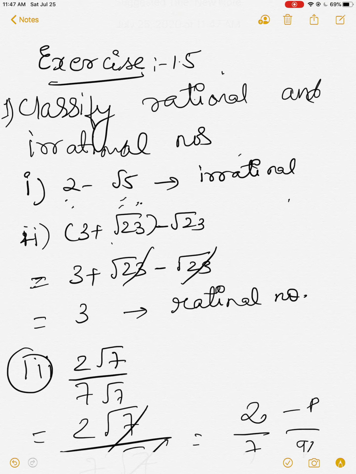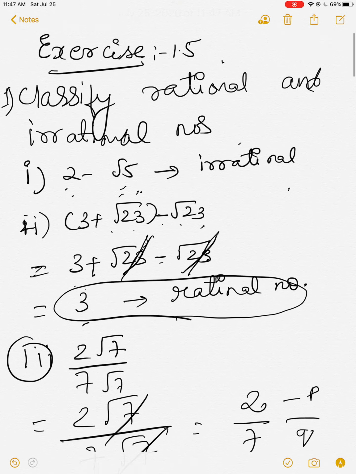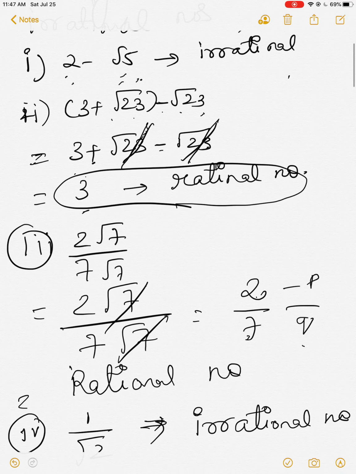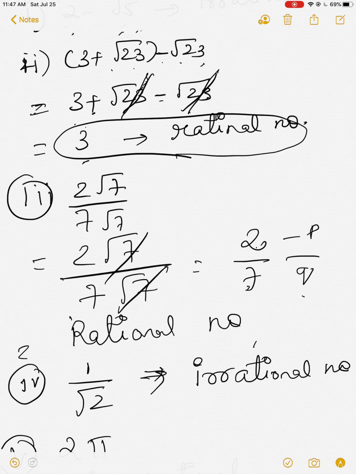Now next is 3 plus root 23 minus root 23. 3 plus root 23, open the bracket, minus root 23. This plus root 23 and minus root 23, they get cancelled. So what is left? 3 is left. So 3 is a rational number. Next 2 root 7 upon 7 root 7. Now here this root 7 gets cancelled. So what is left? 2 upon 7 is left. It is in p upon q form.